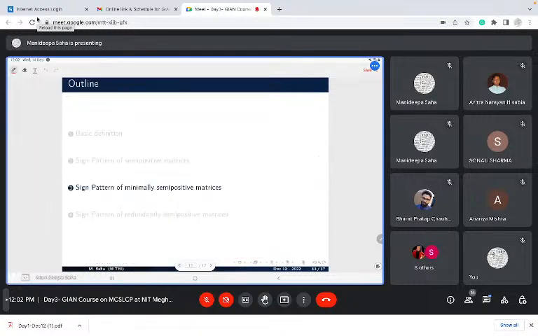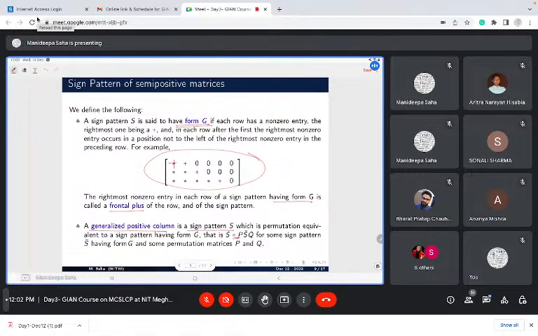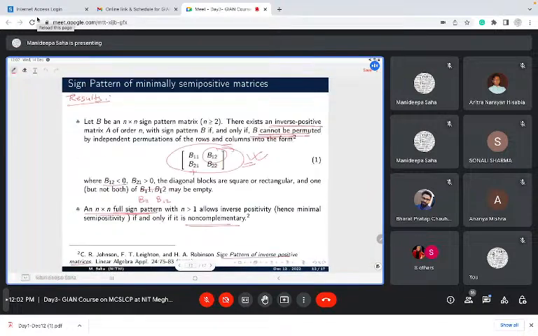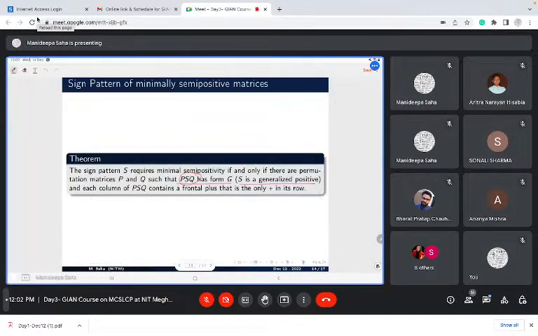So I'll go back here. It means that if it is minimally semi-positive and if it is required, this is the frontal plus, and it says that this is the only plus on each row. So that means if it is positive, all others should be either negative or zero. So that's what it says, that's the characterization for the sign pattern matrix that requires the minimally semi-positive matrix.